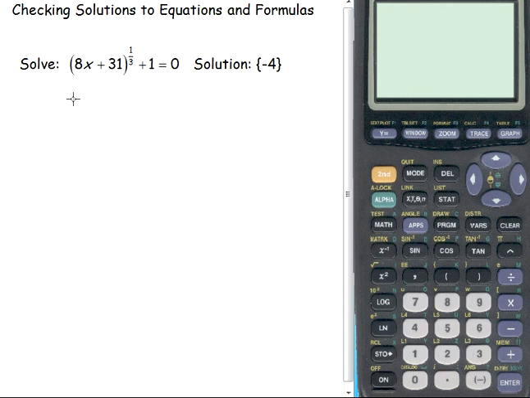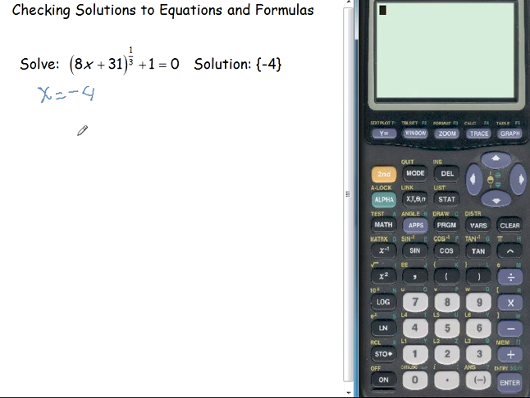The next problem that we're going to look at is one with fractional exponents. I solved the open parentheses 8x plus 31, all raised to the 1/3 power plus 1 equals 0. And the solution I got was negative 4, which again may or may not be right. So we're going to check it. The way that we're going to check it is first we're going to let x equal negative 4. And that's the only possibility that I had.